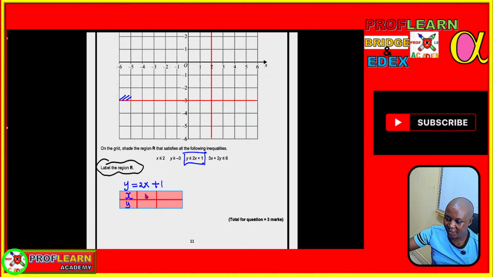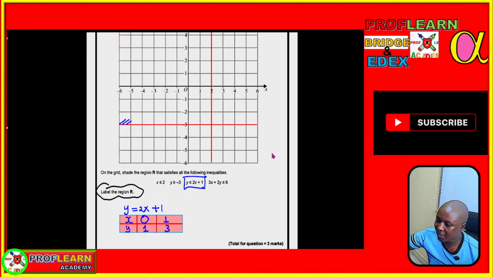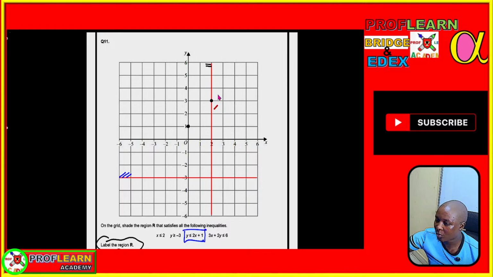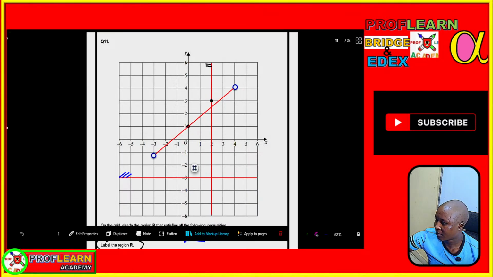So if we let x be 0, 2 times 0 plus 1 will be 1. And if we let x be 1, it will be 2 times 1 plus 1, the answer will be 3. So for us to know where that line is going to pass, 0, 1 will be this point here, and 1, 3 will be this point here. So our line is going to pass this way.